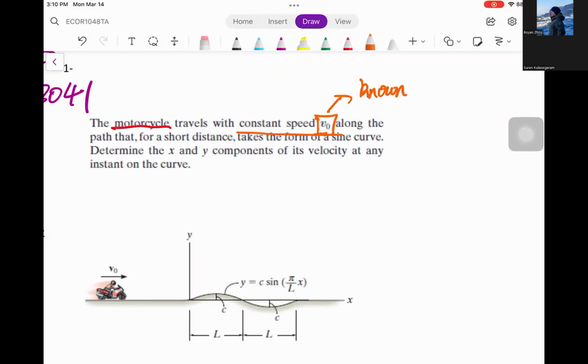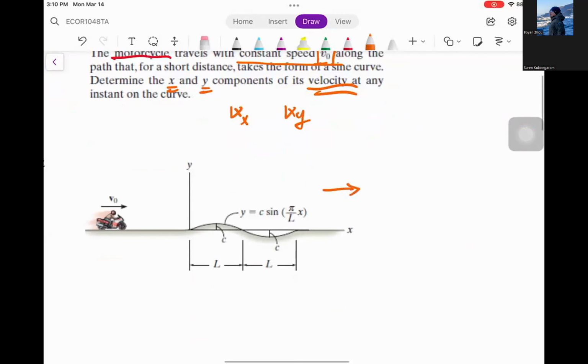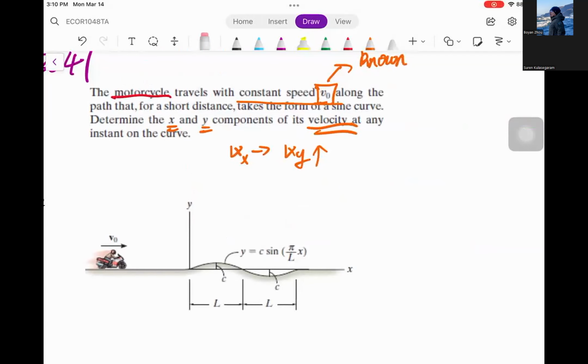And we're asked to find the velocity for the X and Y components. So we're looking for the relationship between Vx and Vy. What I mean by Vx is the velocity going to the right, and Vy is the velocity going up. On here we have a relationship between X and Y, that is the displacement relationship. And now we are looking for the velocity relationship.